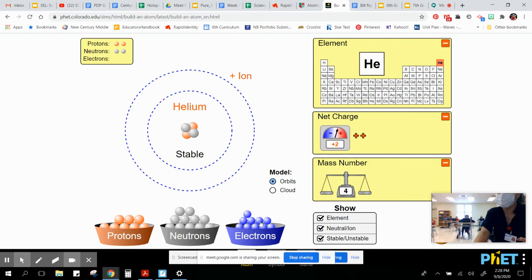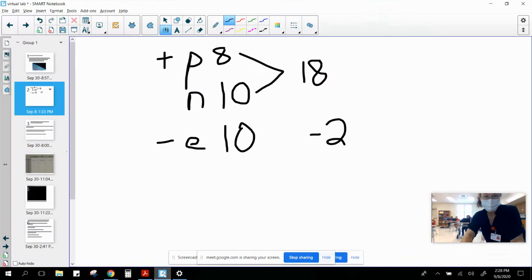And which ones are the negatives? The electrons. So I add 1, 2, and now it's neutral. If I add a third, it becomes a negative ion because now it's got more negatives than positives. Let me show you a different way.